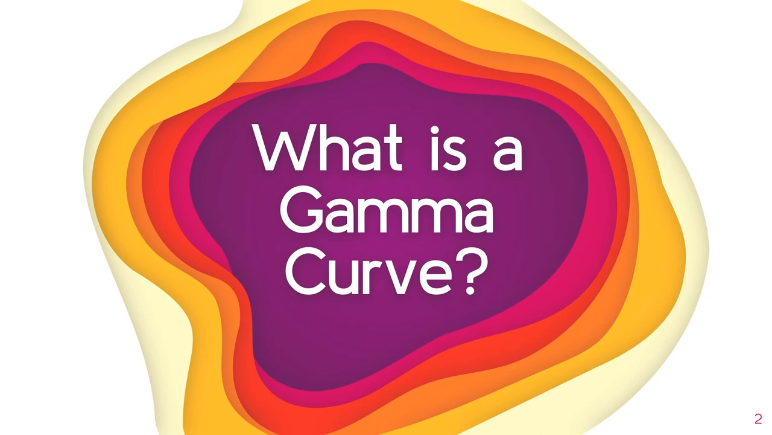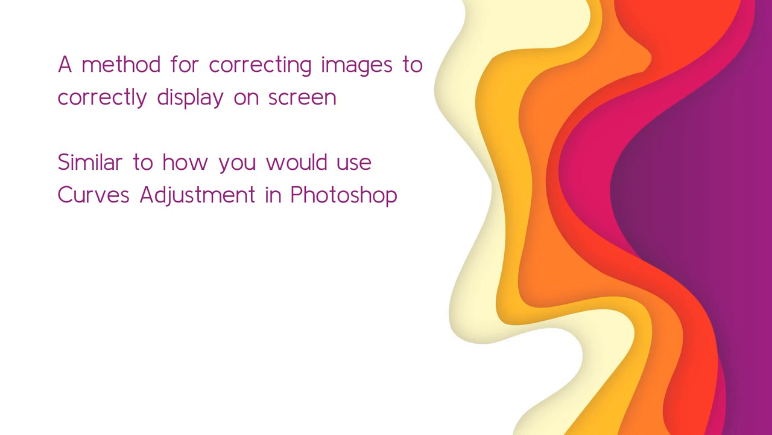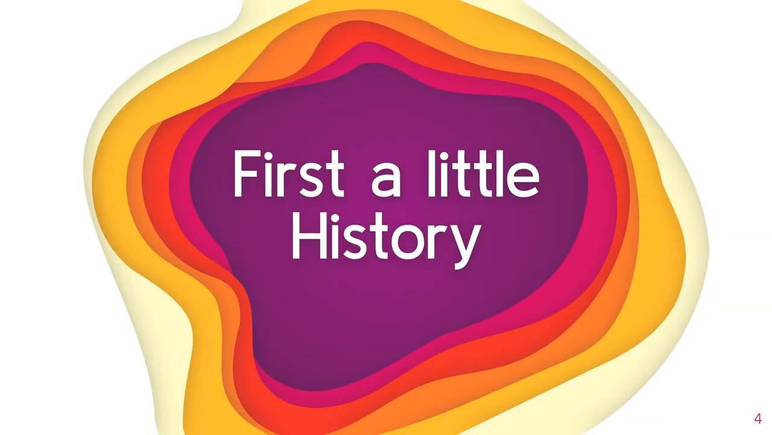Now, you've probably heard gamma before, even if you're working in Photoshop. So what is a gamma curve? Well, a gamma curve is a method of correcting images to make sure that they display correctly on the screen, okay? It's similar to how you would use a curves adjustment in Photoshop. If you think back to Photoshop, you've got a little diagram and then you alter the curves. It's very similar to that, but why do we need to correct our images to display properly on the screen? Well, I'm going to give you a little bit of history first, okay?